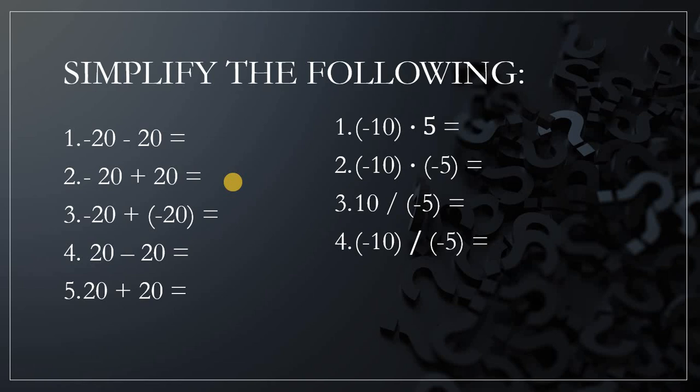Now, these are the correct answers. For number 1, -40. Number 2, 0. Number 3, -40. Number 4, 0. Number 5, 40. For the multiplication and division, number 1, -50. Number 2, +50. Number 3, -2. And number 4, +2. So, I hope naalala nyo yung rules sa pag-add, subtract, multiply, and pag-divide ng integers.